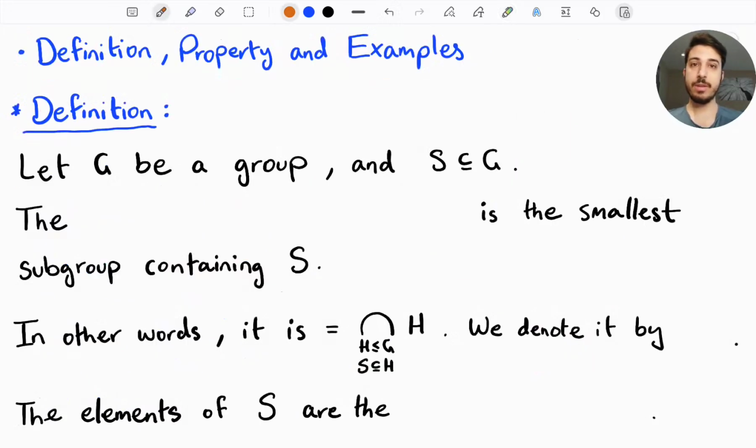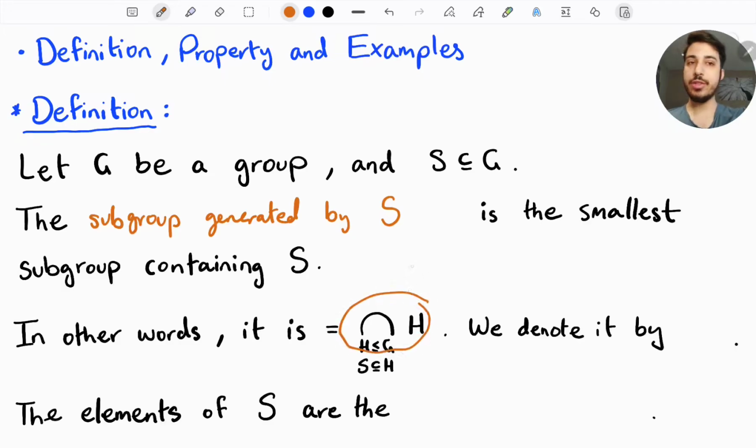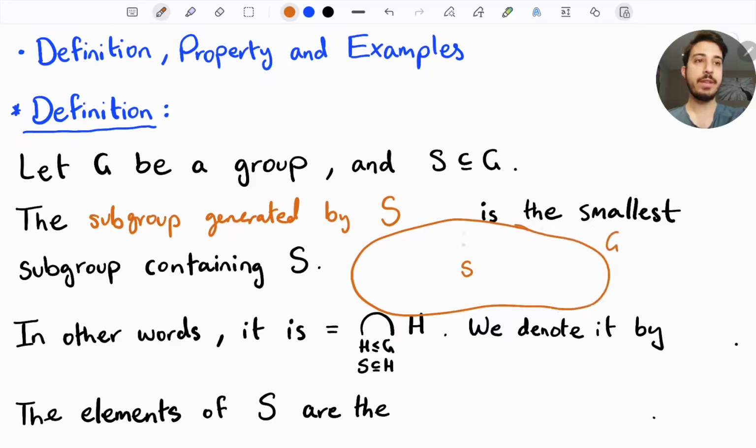Let us start with the definition of the subgroup generated by a subset. Let G be a group and S a subset of G, so any collection of elements in G. The subgroup generated by S is the smallest subgroup containing S. Simple as that. The smallest subgroup that contains the elements of S. In other words, it is the intersection of H for all subgroups H that contain S. So basically, if you have S here, and this is your big group G, and you have a subgroup H1 containing S, and another subgroup H2 containing S, and let's say H1 and H2 are the only subgroups that contain S, you want to take the intersection.